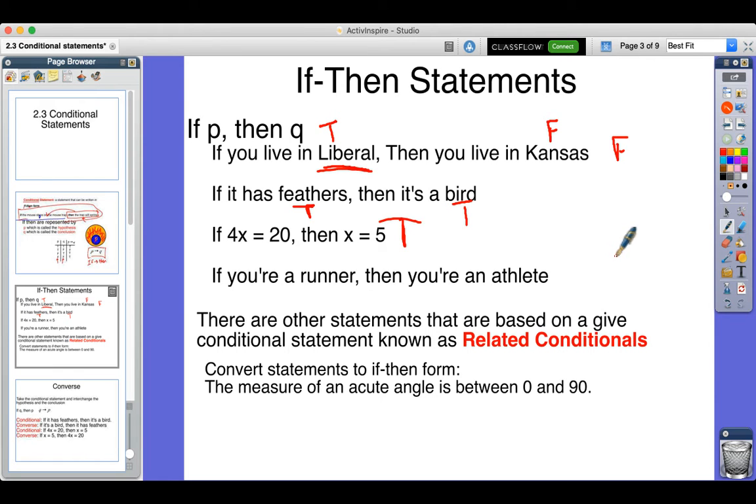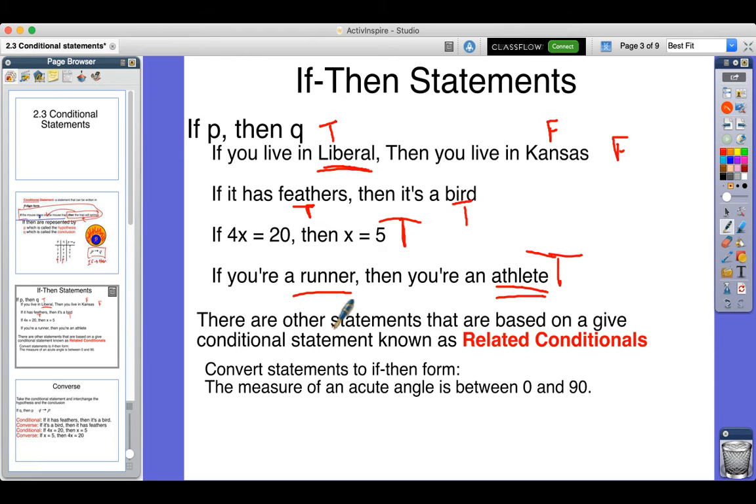Now, if you are a runner, then you're an athlete. This is kind of more opinion based. I do think if you're naturally a runner, then you're an athlete or athletic. But not all runners do it for a sport. But in the grand scheme, how many people run? Not many people run except athletes. Cross country runners, you guys are athletes.